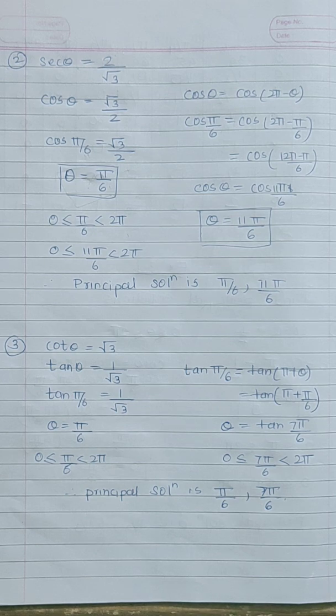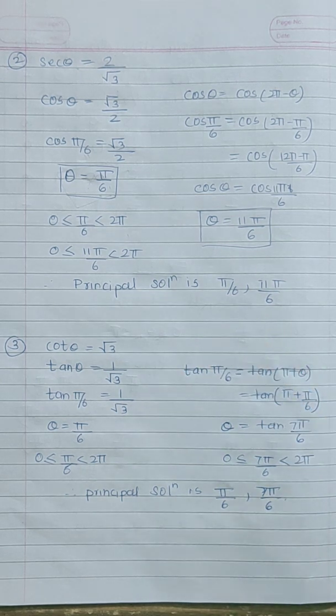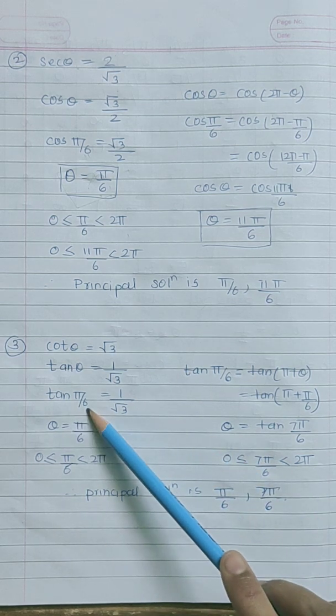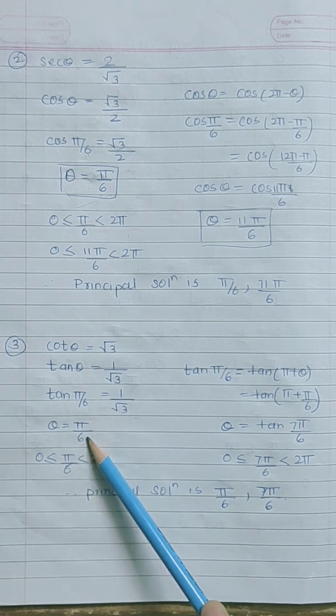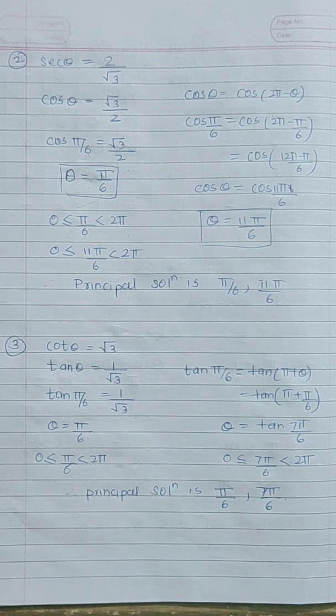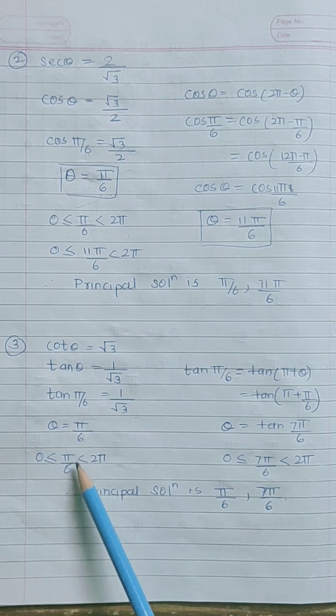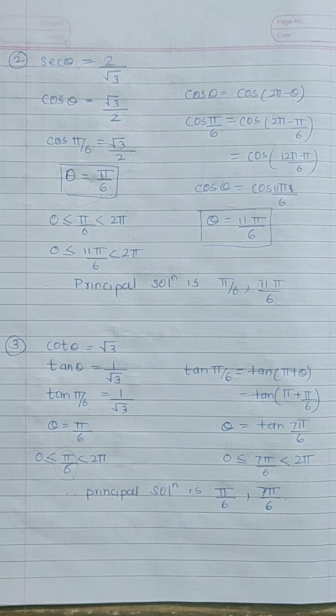Next sum is cot theta is equal to root 3. Here also you have to find the principal solution. So cot also will convert into tan and take. So tan theta is equal to 1 upon root 3. So when is the tan value 1 upon root 3? At pi by 6. So tan pi by 6 is equal to 1 upon root 3. Therefore theta is equal to pi by 6, which lies in the range 0 to 2 pi. So our first principal angle theta is pi by 6.